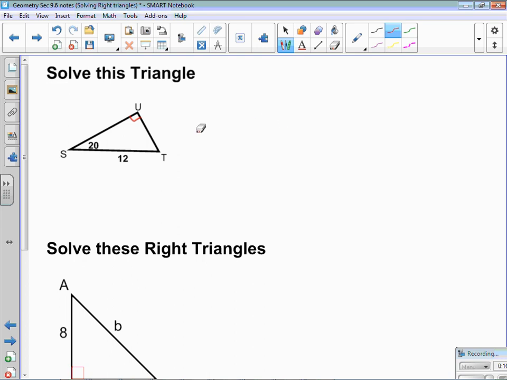So first off, we know that since it's a right triangle, the other two acute angles have to add up to equal 90 degrees, right? So we know that 20 degrees plus the measure of angle T has to equal 90. Or subtract 20 degrees from both sides. So measure of angle T, 70 degrees.